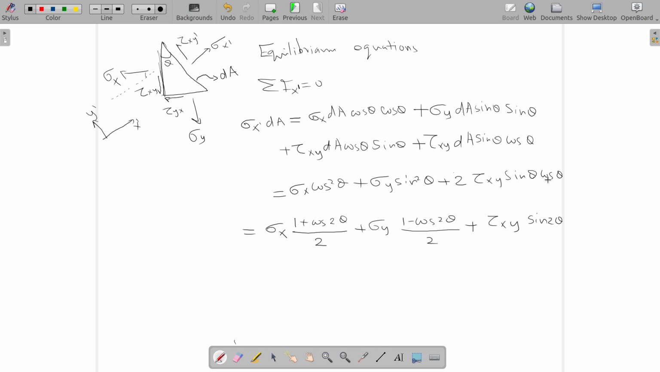And sin 2 theta is equal to 2 sin theta cos theta. So 2 sin theta cos theta is replaced by sin 2 theta. Now if we rearrange, what is missing here? Nothing, it's correct. So sigma x dash is equal to this. What happened to dA? dA was simply cancelled out.